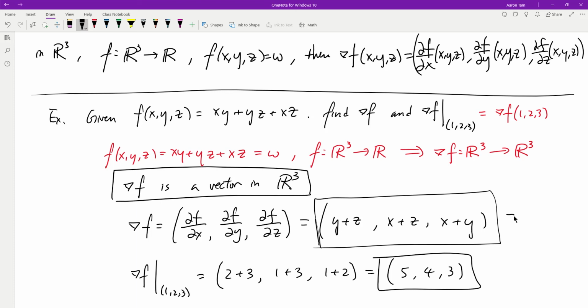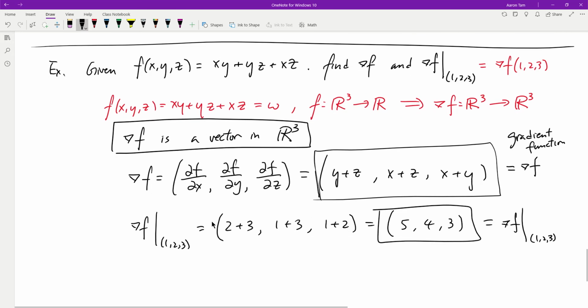So this is what we call the gradient of f, or the gradient function. This is the gradient of f evaluated at (1, 2, 3), and therefore this is often referred to as the gradient vector at (1, 2, 3). Are those two the same thing? Those two are not the same thing. One of them is the gradient function that has been evaluated, while the other one is just the function itself. Okay?